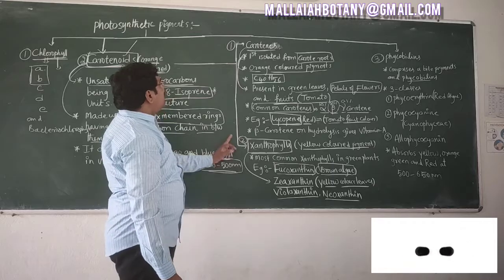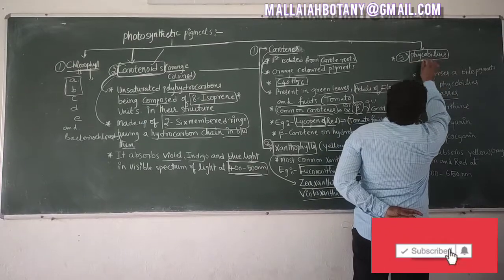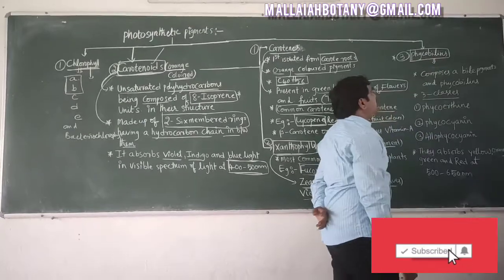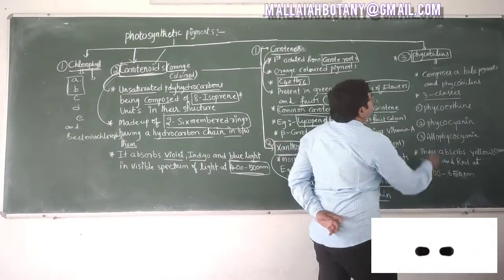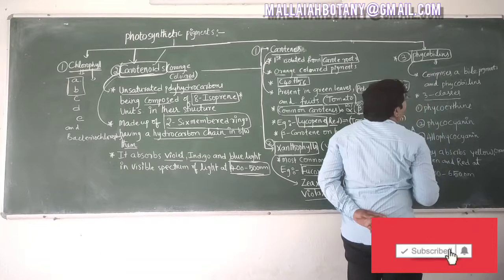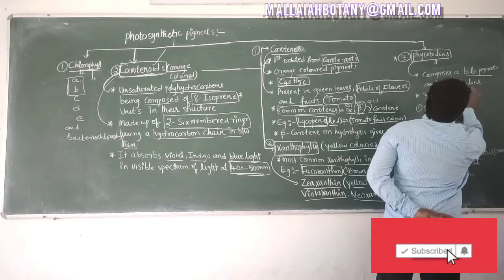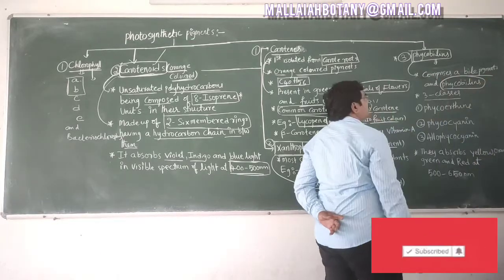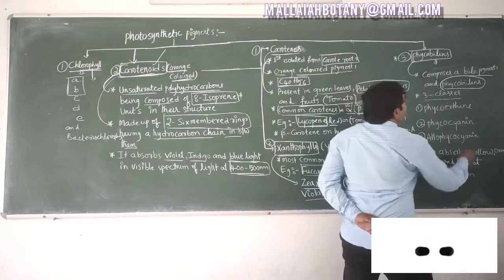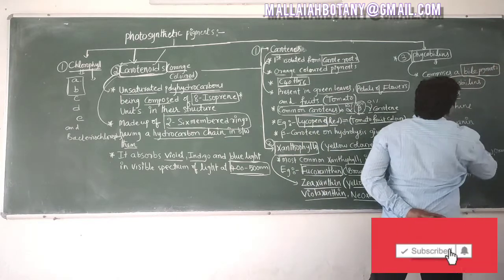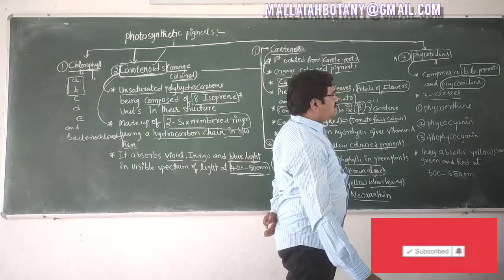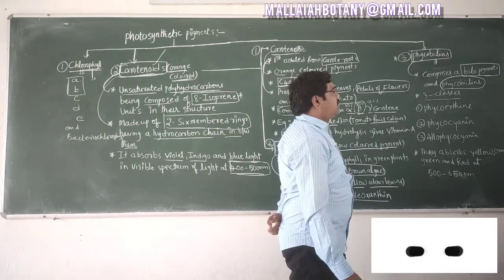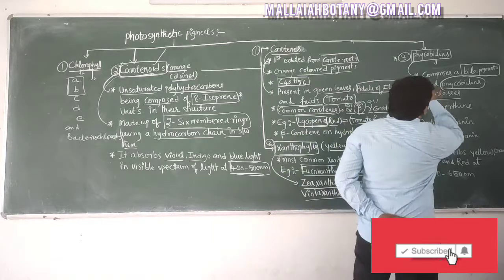So these are two types of phycobilins. This is the third type of photosynthetic pigment, the phycobilins. These phycobilins comprise bile pigments and phycobilins. Bile pigments are secreted from the liver. This is animal, human physiology. The bile pigments are secreted from the liver.